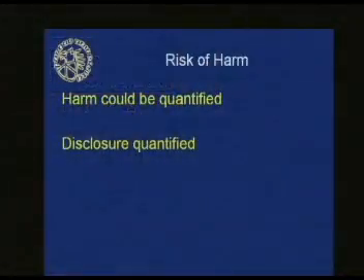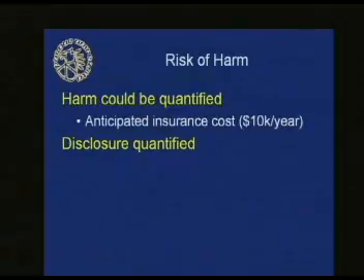So, the harm could be quantified. What is the harm? Well, I'm denied insurance. What's the cost associated with that? Well, for a diabetes patient, there's a cost of around $10,000 a year. So we can apply a dollar figure to what is the cost of being discovered in the database. The disclosure can be quantified. I can predict how likely I am to be discovered in that. But is that really what the adversary is learning?